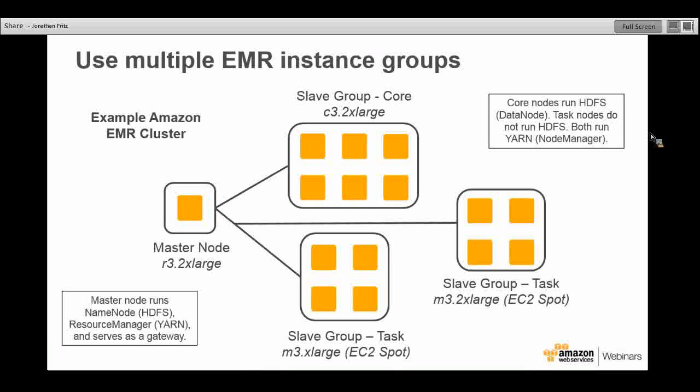So EMR clusters have one master node, which runs name node for HDFS and resource manager for Yarn. It's the gateway that you'll connect to if you want to submit jobs to the Hadoop API, and it runs some other important processes as well. Then you can add nodes to the cluster in the different slave groups, and there are two slave groups in an EMR cluster: core and task.